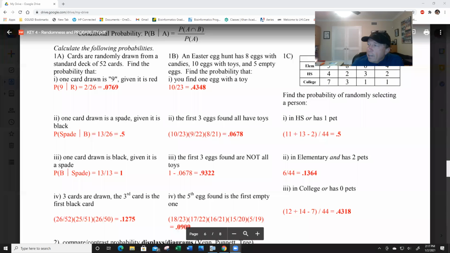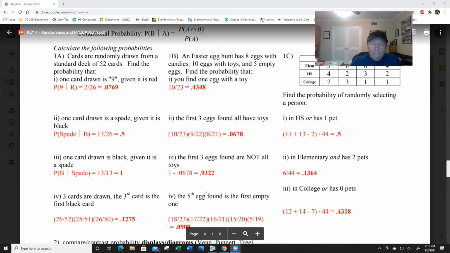Well, in that one, you're just going to take the answer that we had here, put it right there, and go 1 minus. Remember, the complement will give you the opposite. It's a pretty good chance, about a 93% chance they won't all be toys.